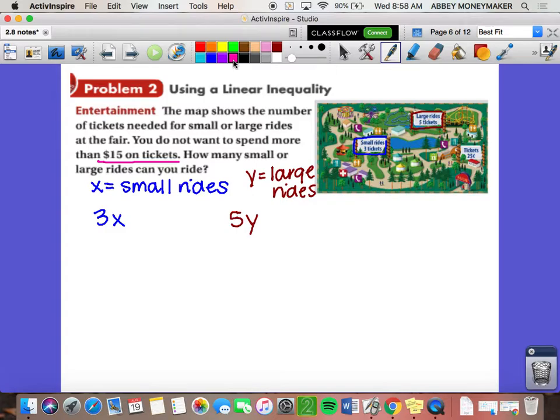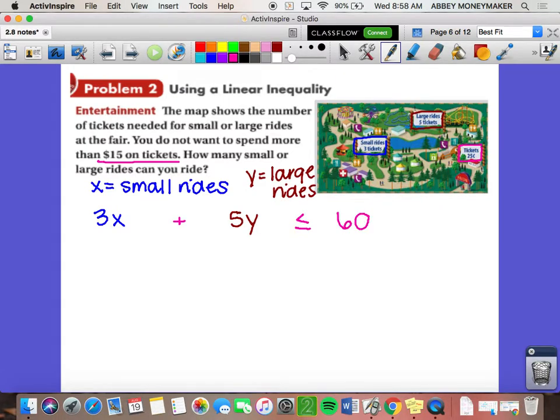So we need to look back at the map and say, okay, each ticket costs 25 cents, right? So if I want to have my total number of rides, between my small rides plus my large rides, I cannot spend more than, we would want to put, $15 on the right. However, you notice that this is in dollars, and over here in the map, it's in cents. So what we need to do is multiply 15 by 4, because how many quarters are in a dollar? 4. So that actually comes out to be 60 on that right-hand side.